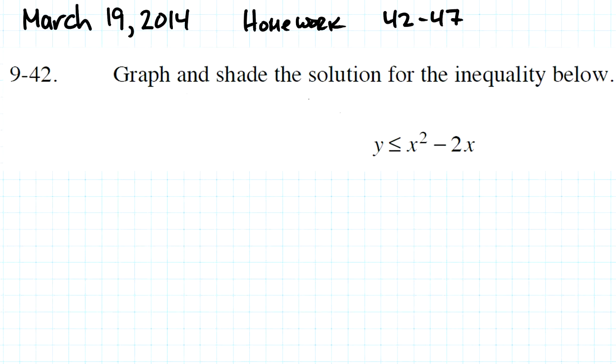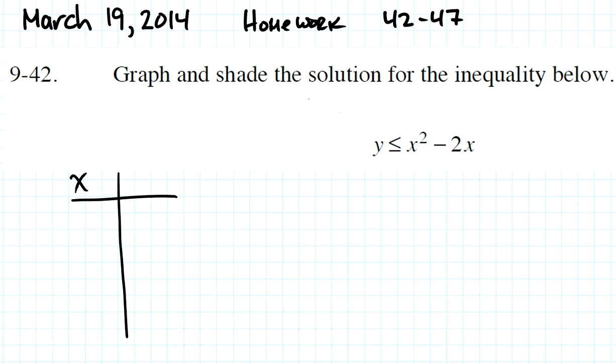Chapter 9, question 42. Graph and shade the solution for the inequality below. I'm going to quickly generate a small table of values here so that hopefully I can see what is going on with this particular function. And I'm going to pick some x values, and then I'm going to find the corresponding y values.